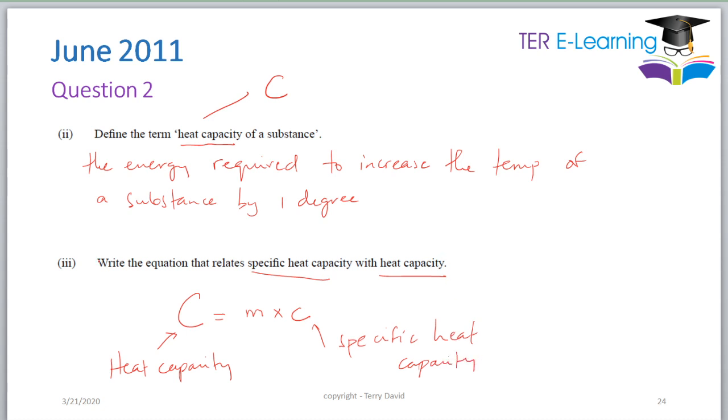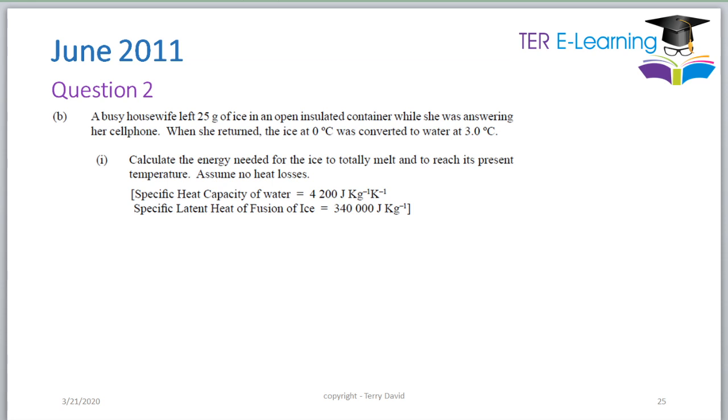All right. Okay, so they've given us a calculation to perform here. So a busy housewife left 25 grams of ice in an open insulated container while she was answering her cell phone. When she returned, the ice at 0 degrees was converted into water at 3 degrees. Calculate the energy needed for the ice to totally melt and to reach its present temperature. Assume no heat losses, right?